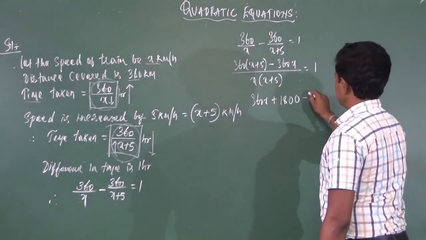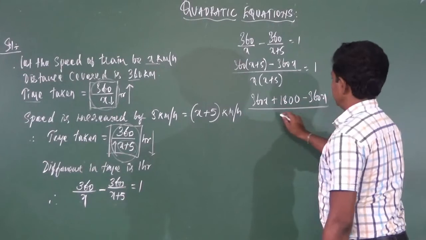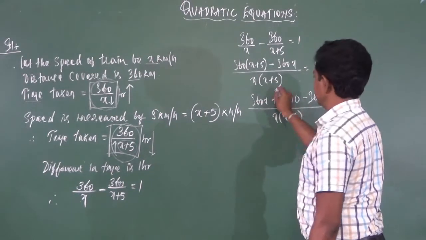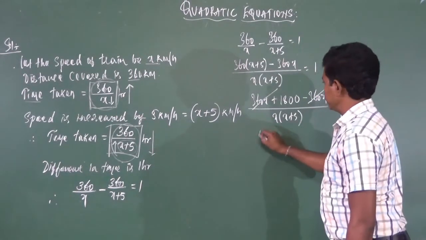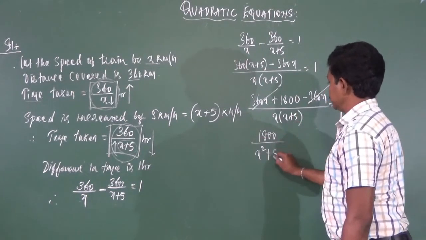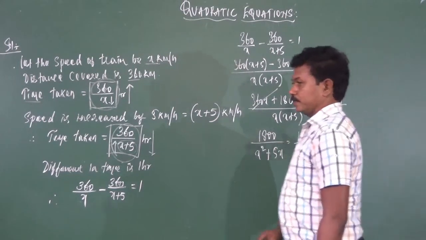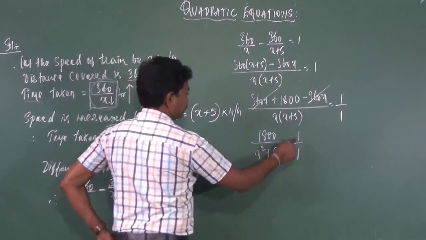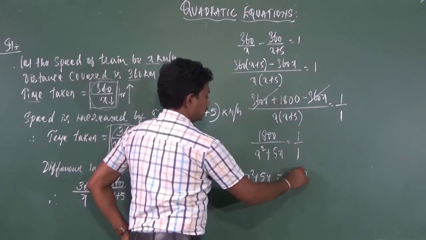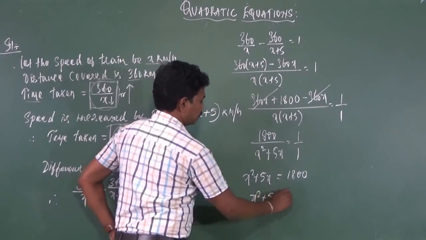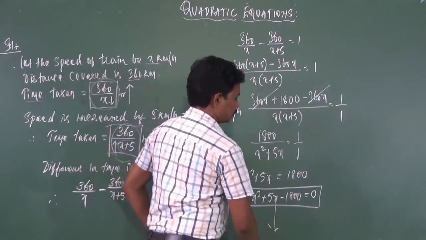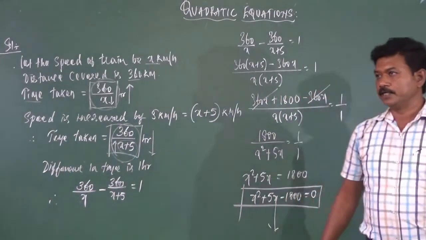Minus 360x, by x into x plus 5, is equal to 1 by 1. 360x minus 360x cancels, so we are left with 1800 by x into x, which is x square plus x into 5 is 5x, equal to 1 by 1. Let us go with cross multiplication. So x square plus 5x into 1 is x square plus 5x, equal to 1800 into 1 is 1800. So x square plus 5x minus 1800 is equal to 0. This is the required quadratic equation. Please continue from here to reach the required result.